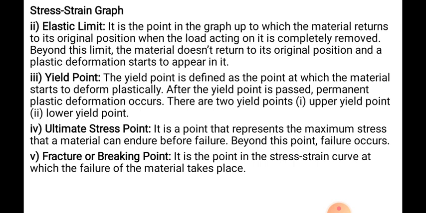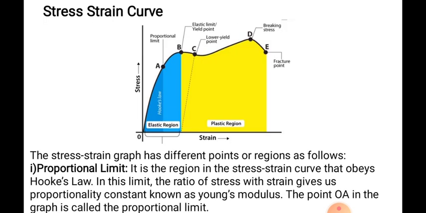Yield point is defined as the point at which the material starts deforming plastically. Once we have applied some external force on the steel bar, deformation will occur, and that deformation is plastic deformation. It appears that plastic deformation occurs in that steel bar beyond the point C, that is the yield point.